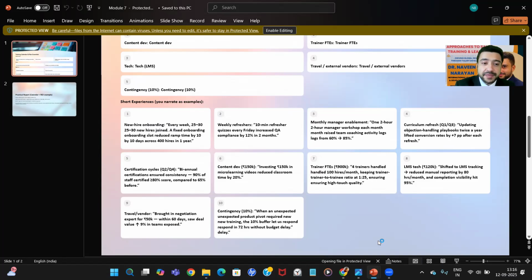Then the certification cycle. As I told you, biannual certifications ensure consistency for us. 90% of staff were certified with a score of 80% or more, compared to 65% before, after including the certification cycles. You can run them in Q2 or Q4, once a quarter, twice a year, or once in 4 months. We can decide when to do the certification cycle based on that.